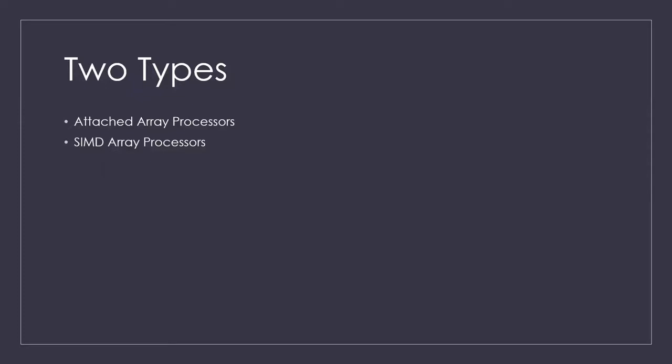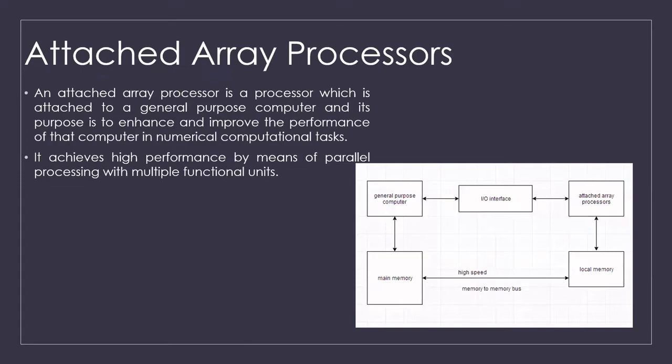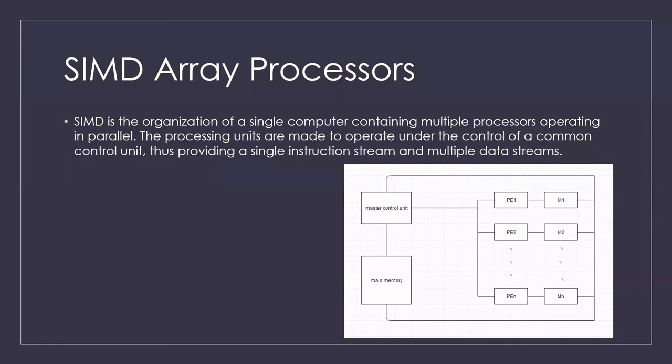So there are basically two types of array processors. One is the attached array processor and the second one is the SIMD array processor. An attached array processor improves a general purpose computer on its numerically exhaustive tasks. It is more of an auxiliary processor. A SIMD processor is a single computer having many processors operating in parallel. Here in this figure, you can see that a single main computer controls the array of processing elements, with a common memory.